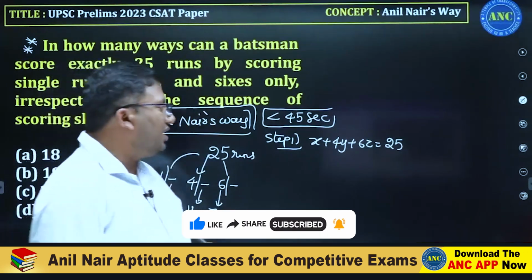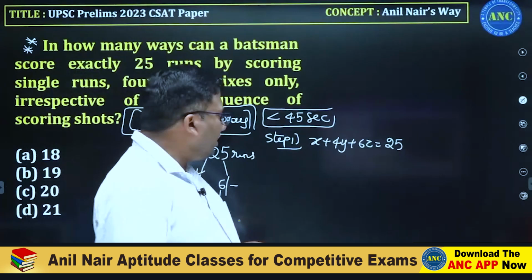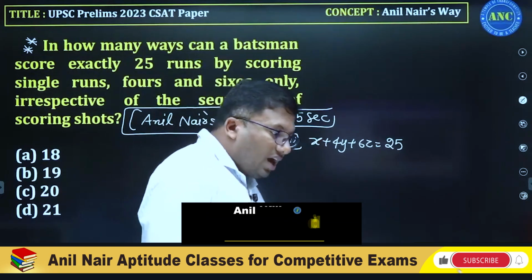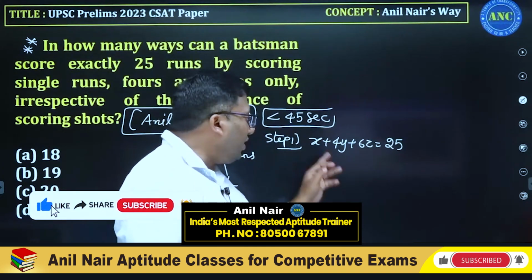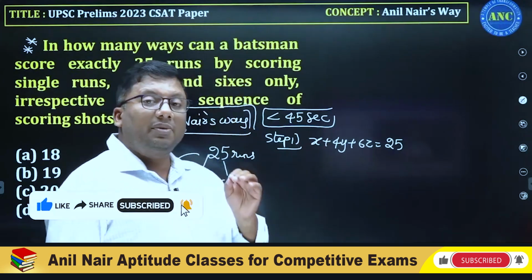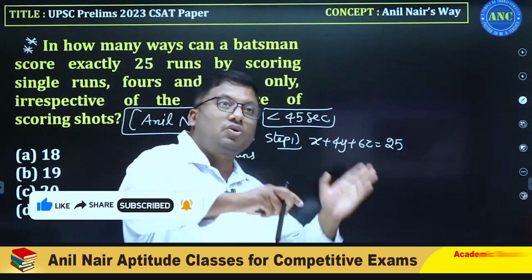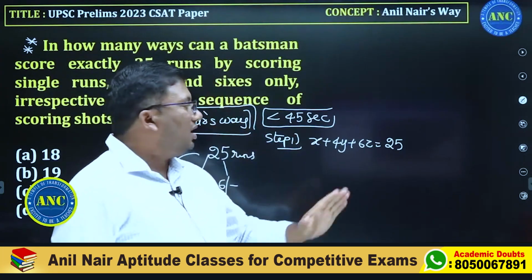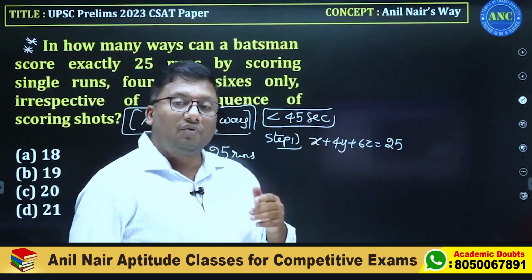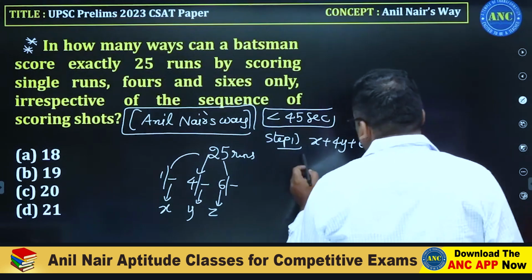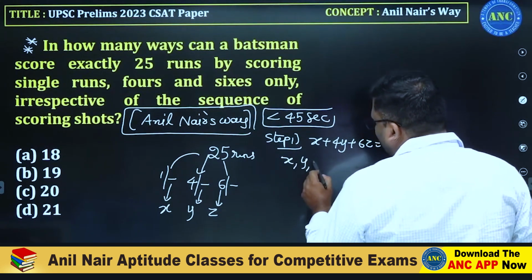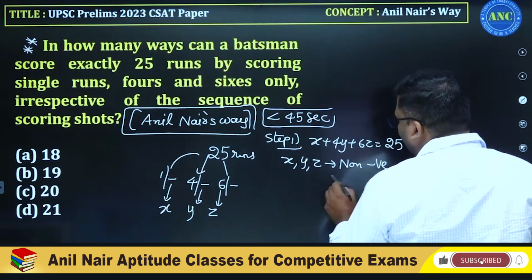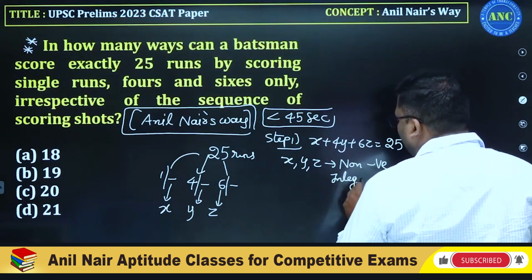Can X, Y, Z take 0 value? Yes. Suppose he scored 6 fours. 6 fours are 24 and he scored a single 1 run. 24 plus 1 is 25. That means Z can take 0. Or he scored 4 sixers. 4 sixes are 24 and he scored X as 1. 24 plus 1 is 25. Y can be 0. The first thing we should make a note of is X, Y, Z will take non-negative integers, other than negative. That means 0 and positive. This point is clear.